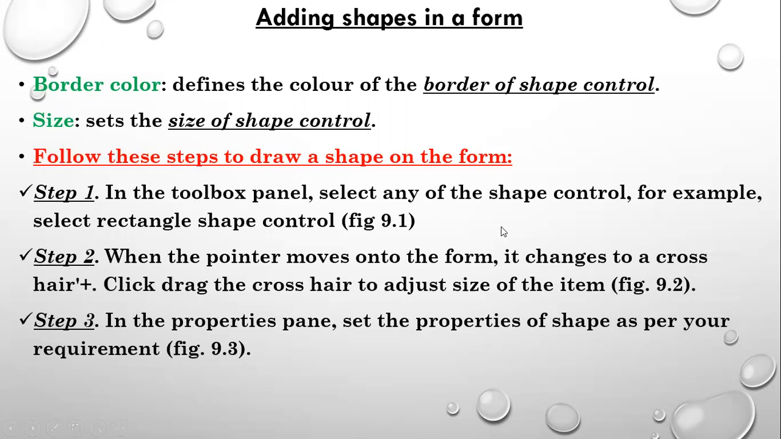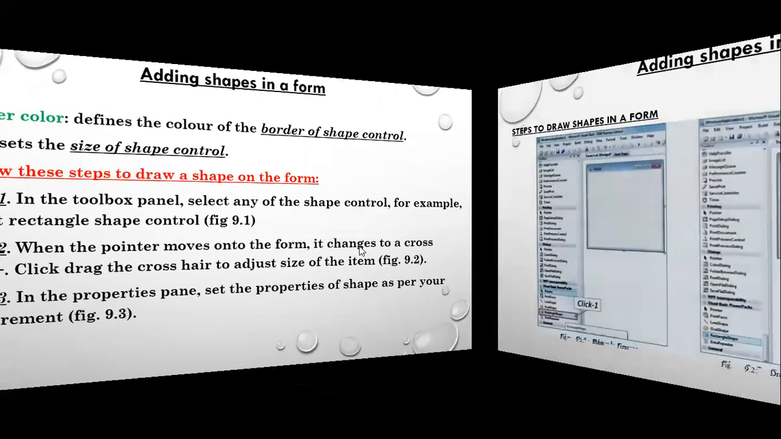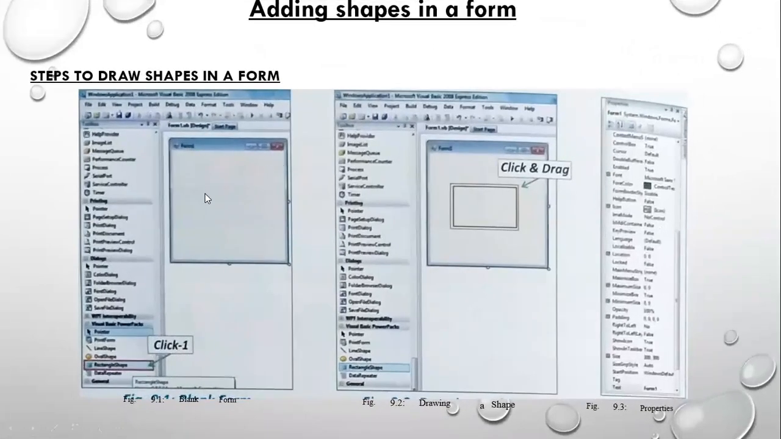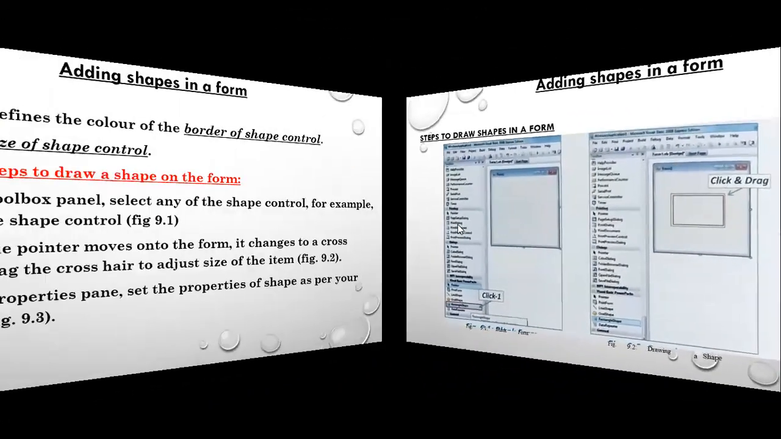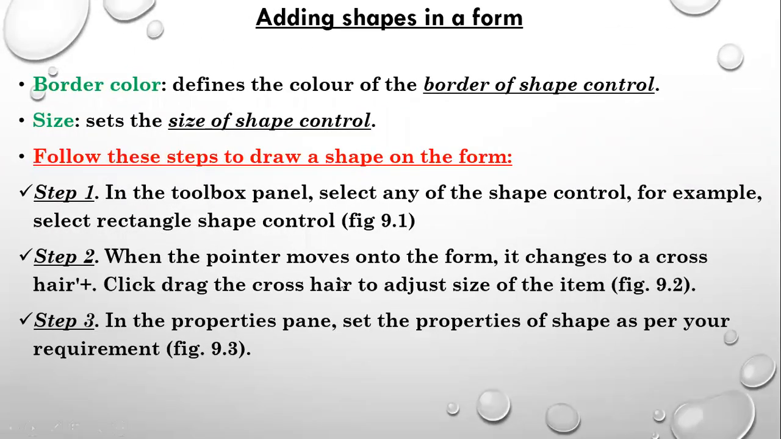Suppose I choose rectangle, and the picture here shows that to your left hand side you have your toolbox. I go to my pointer. Here you see there is rectangle shape available. As soon as I click on this, on my form, that is a blank screen, a plus icon comes up. So when the pointer moves onto the form, it changes to a cross.